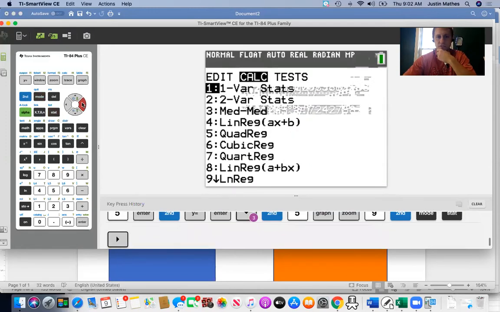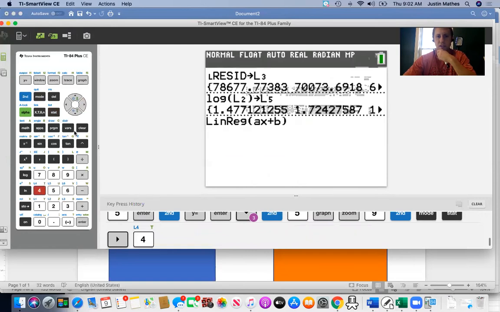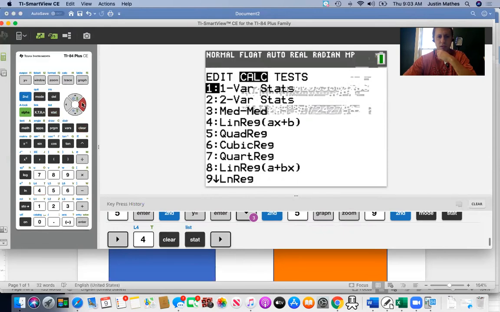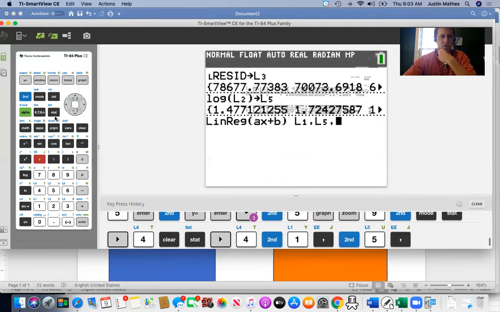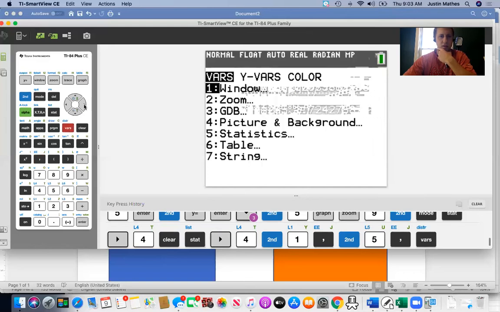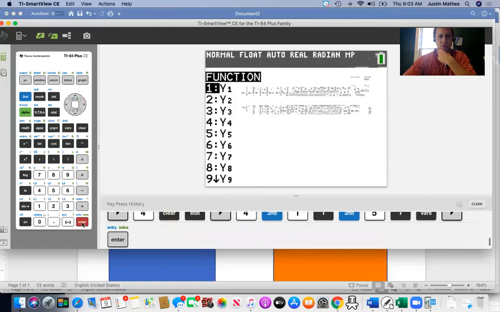So I'm going to go to stat, and I'm going to go to calculate. Stat calculate. I'm going to go L1 and then L5, and I want to store that equation right there.